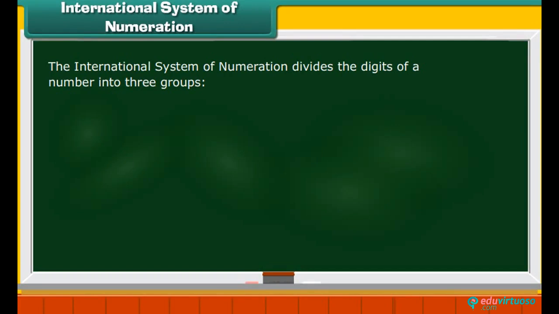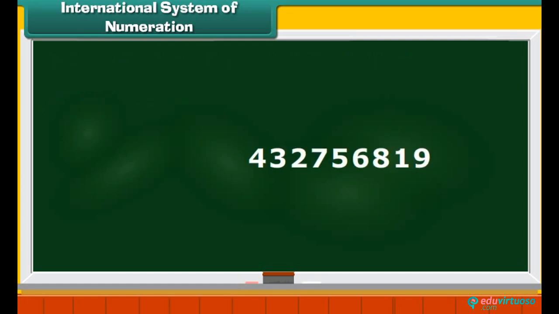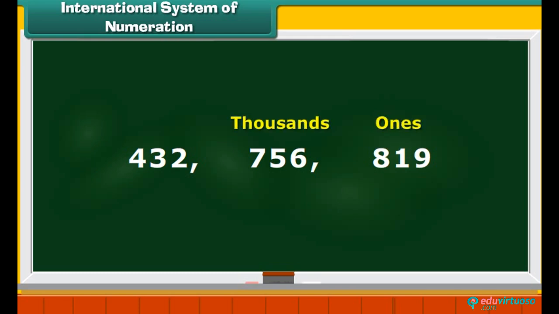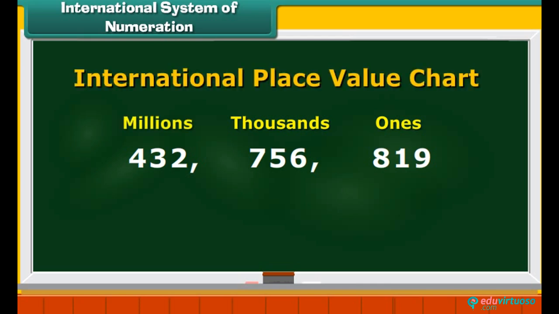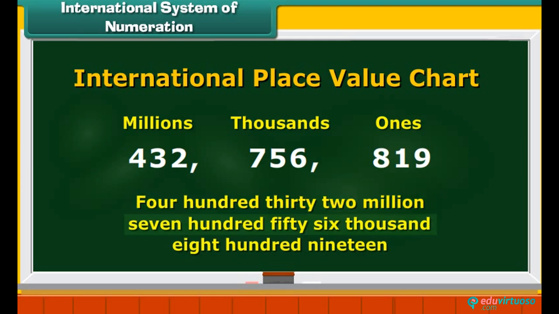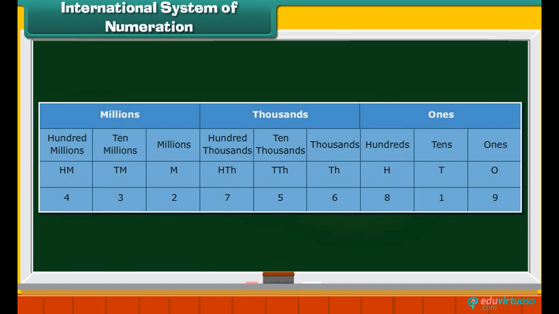International System of Numeration. The International System of Numeration divides the digits of a number into three groups, ones, thousands and millions. Let us see how. Consider the number 43275681 9. We count three digits from the right and place a comma before 8. Then we count three more digits and place a comma before 7. Thus, we have three groups: ones, thousands and millions. This is the International Place Value Chart. Now, let us read the number from left. It is 432,756,819.